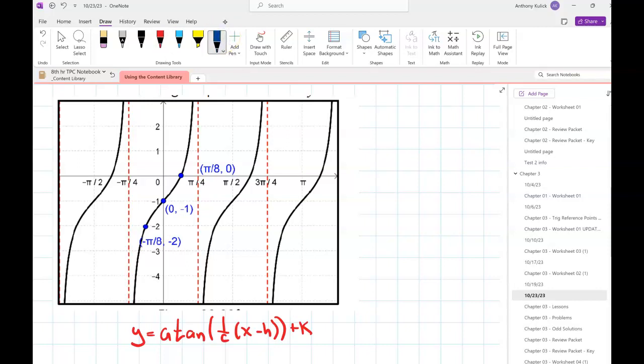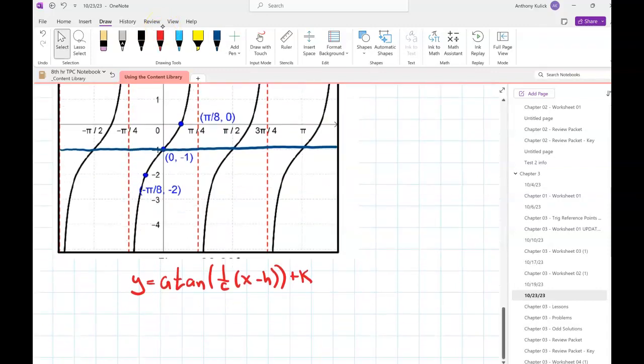So the first thing that I'm going to do is figure out where the midline is. Yeah, it looks like it's right here, right? At -1. That's right. So what can I say about that? That k is -1, right? Okay.